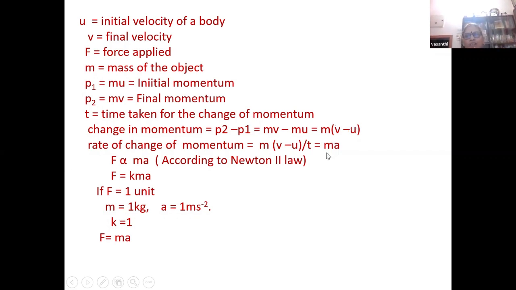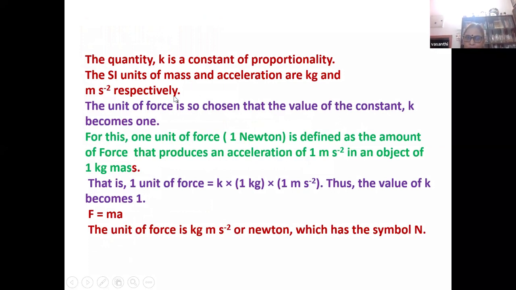So what is rate of change of momentum? Immediately we'll get an expression as ma. So then bring about Newton's second law. F is proportional to ma, F is equal to kma. So what is that k? K is a constant. So we choose it to be one unit. Here we are choosing conveniently the unit. So m is 1 kg, a is 1 meter per second square, then k is equal to 1. So F is equal to ma. Then you have to define SI unit of force. SI unit of force is 1 Newton. So what is 1 Newton?